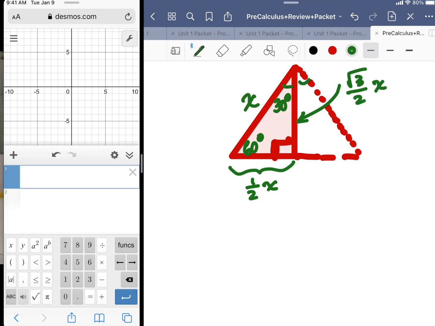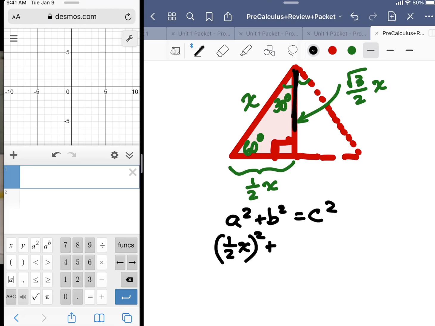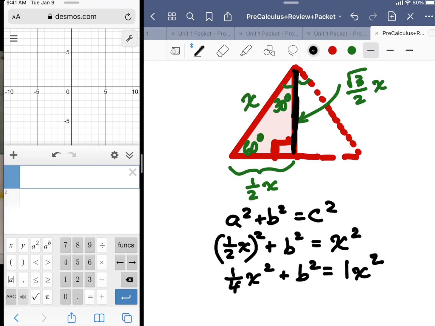I'll show you the Pythagorean theorem very quickly. You know, a squared plus b squared is equal to c squared. So (1/2 x) squared plus my unknown b, I'll call this b, squared is equal to, the hypotenuse is always c, so x squared. Simplify: a quarter x squared plus b squared is equal to, I'm going to write it as 1x squared, because I'm about to combine terms, so I want to keep things straight in my head.